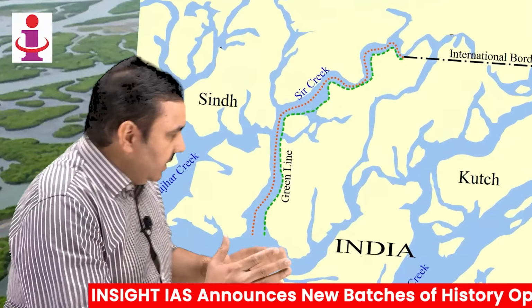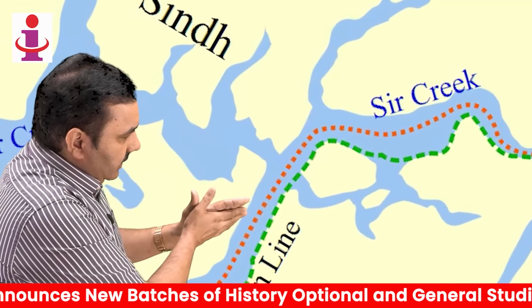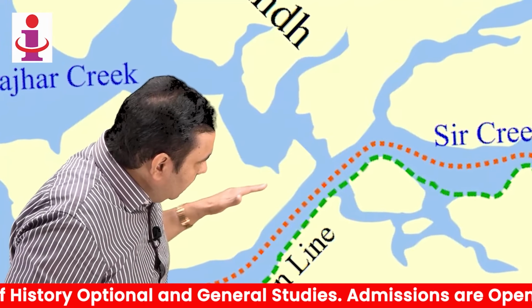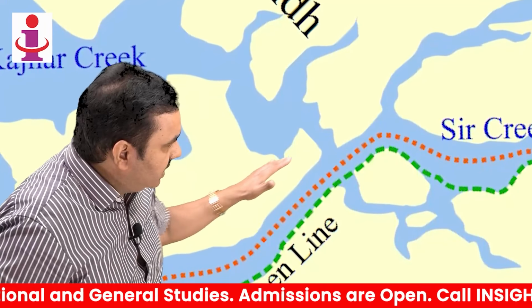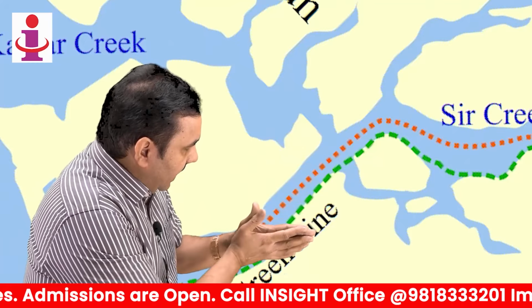So Sir Creek is a border dispute issue here, because Pakistan says that the border is on the eastern flank, or eastern side, of Sir Creek. Look at the line here. This green line indicates the eastern flank.